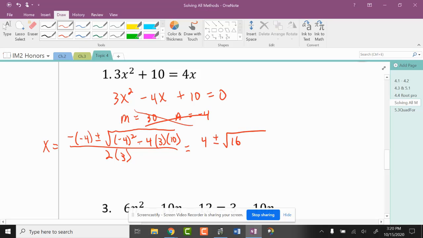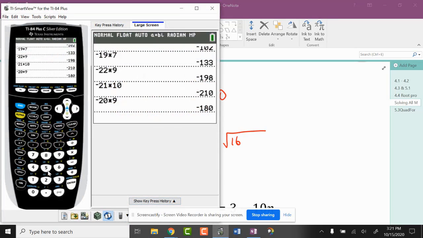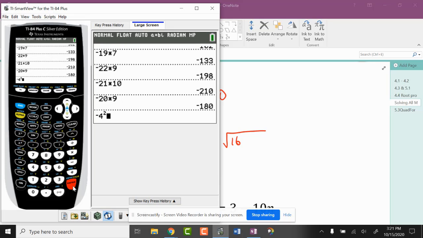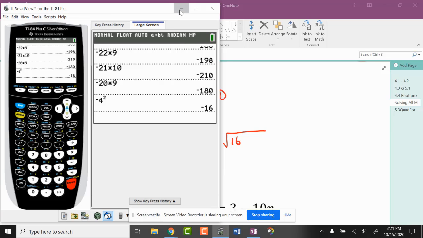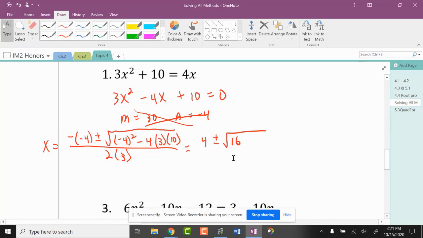16. Ooh, -4 squared is positive 16. Watch when I'm a calculator button pusher. When I just go, I don't want to even think. I'm just going to go -4 squared and press enter. -16. And I'm going to write -16 in here. Wrong. You're not even thinking.